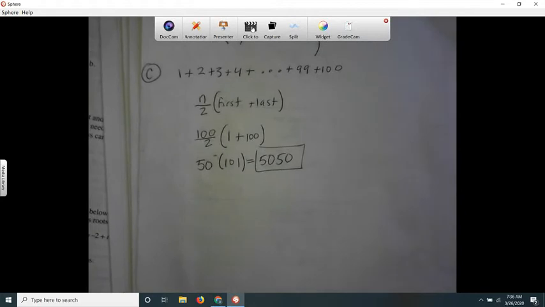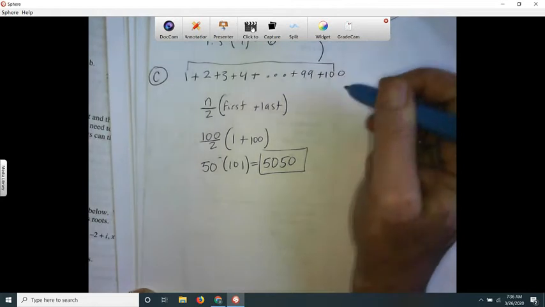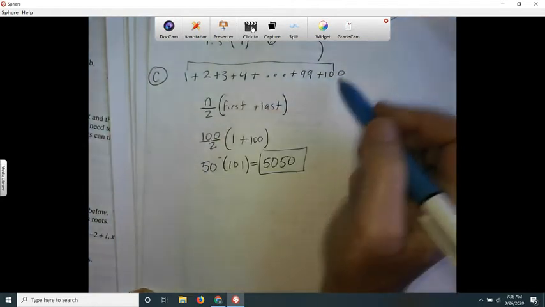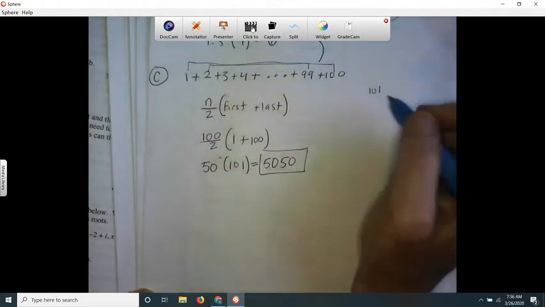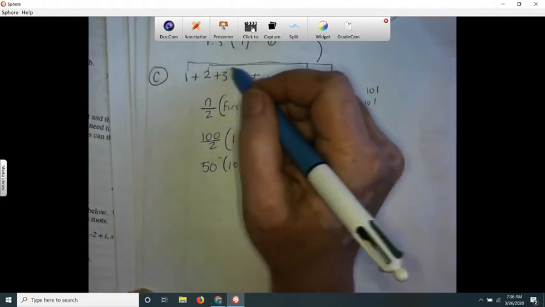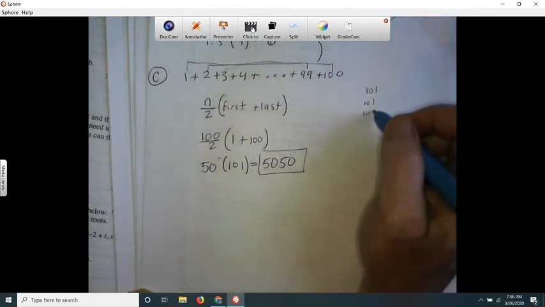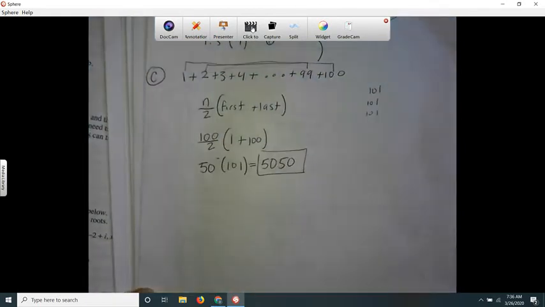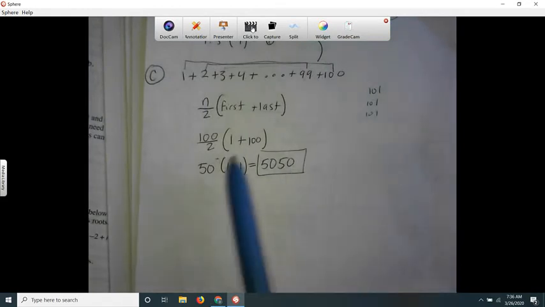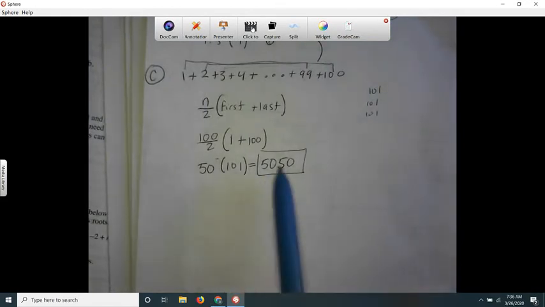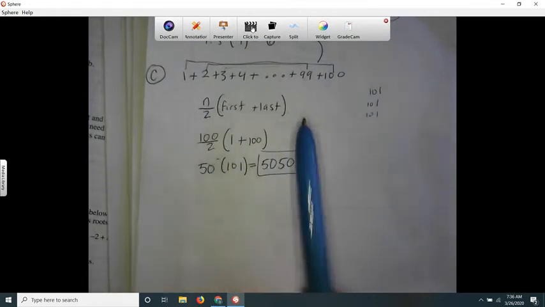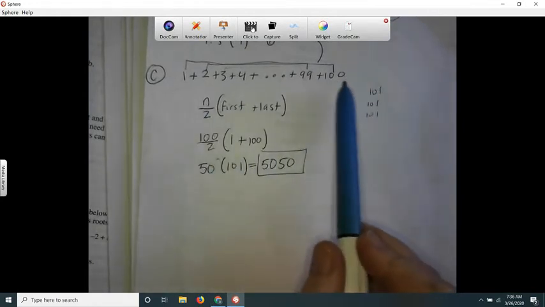I wrote it all out for you by putting it in my formula. So here's what I was saying. 1 plus 100, that's 101. But 2 plus 99 also equals 101. And 3 plus 98 also equals 101. And if I kept pairing them together like that, I would have 50 pairs. 50 pairs of 101.